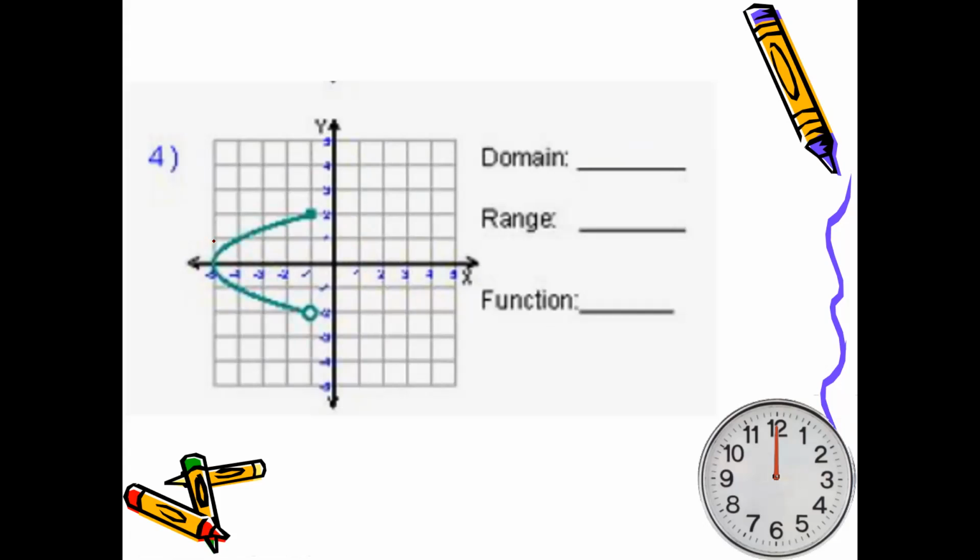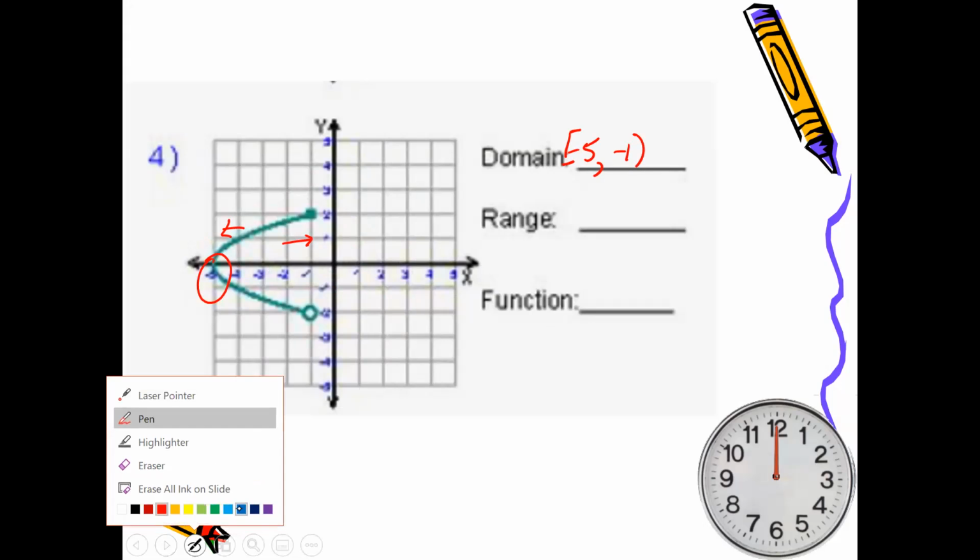Okay, so domain is how far to the left do you go? It's at -5, and it is a closed circle, so it's a bracket. How far do you go to the right side? It is going to be at -1, and I'm just going to use a parenthesis for this one.